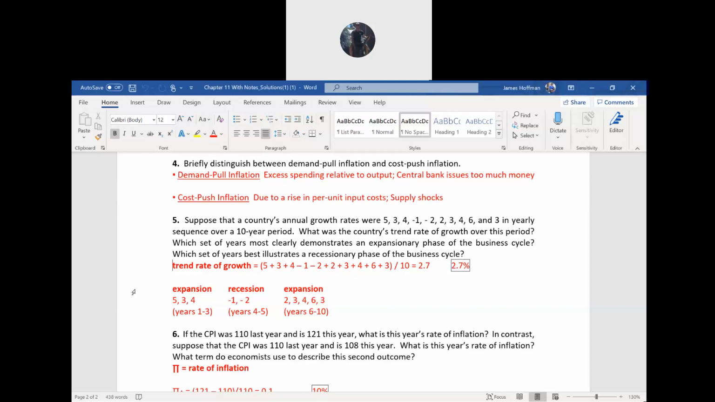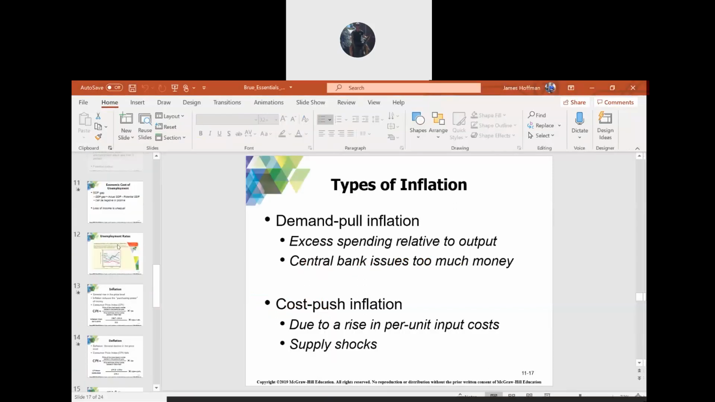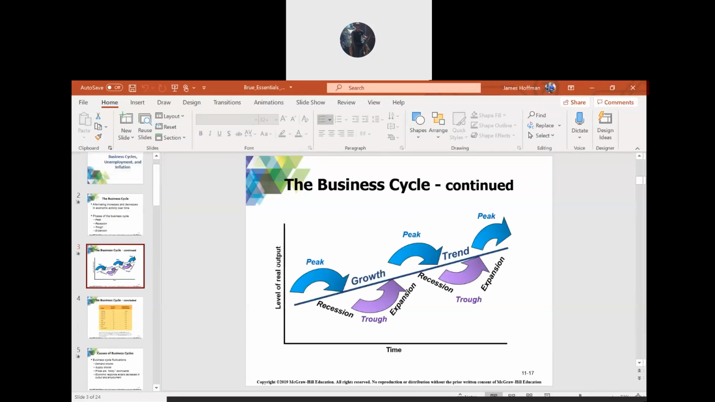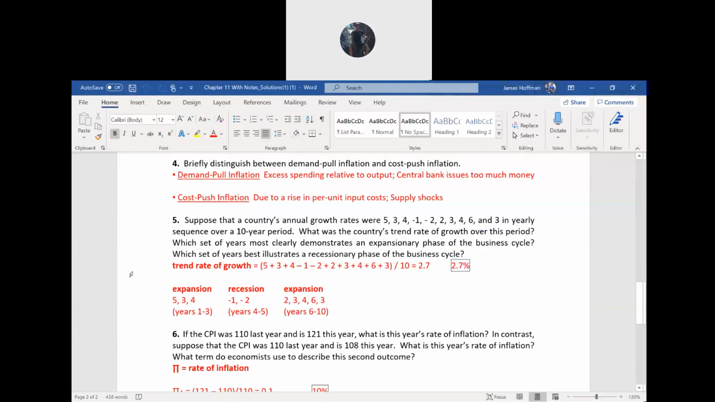Okay, so remember the trend rate of growth is just the average growth rate over the whole period of time. All right, the trend rate of growth is the average over the whole historical data. So this is the trend. So to get the trend, just take the average. All right, so the 10-year average or the 10-year trend is take all the individual growth rates, add them up, and divide by 10, and you get, on average, the trend was 2.7 or 2.7%.